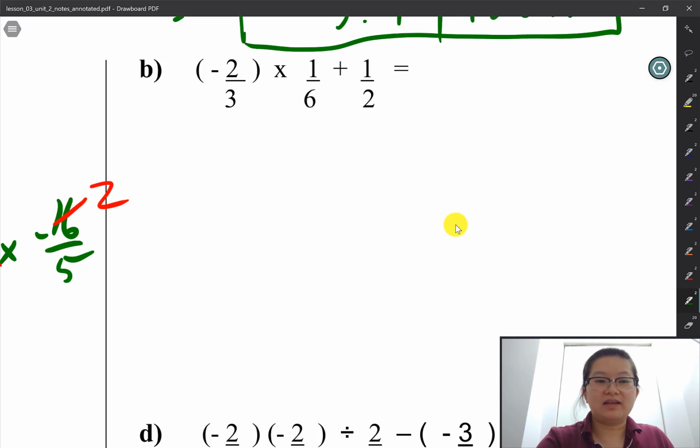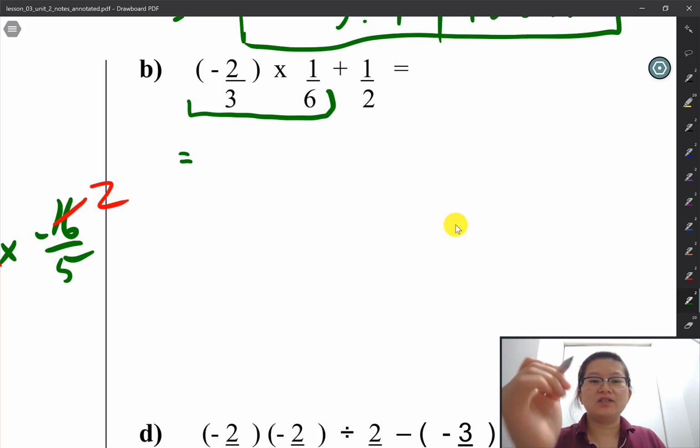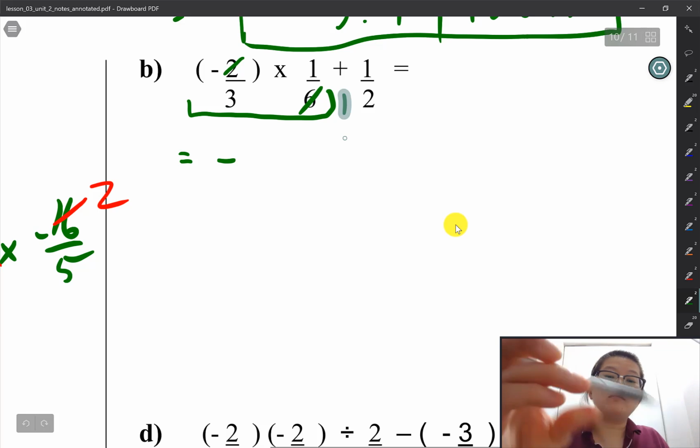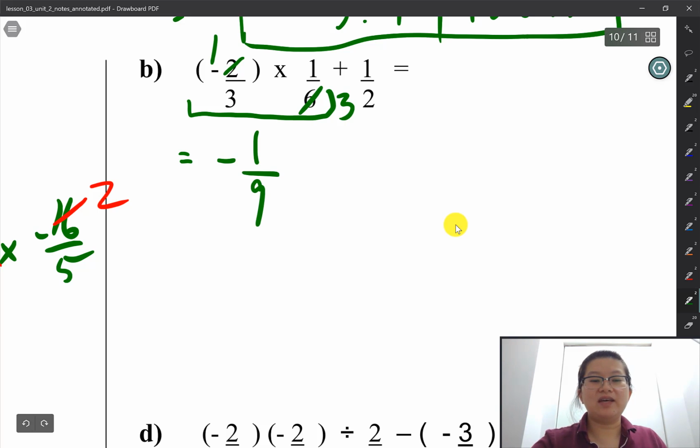Okay, again, I'm going to just box the fractions that I will be dealing with first. Here I have a negative and a positive fraction multiplying, so I definitely will have a negative fraction in the end. For multiplication, here I can simplify this. 6 divided by 2 is 3, and 2 divided by 2 gives us 1. So negative 1 times 1 is just 1, and then 3 times 3 is going to give me 9. So I have negative 1 over 9 plus a half.